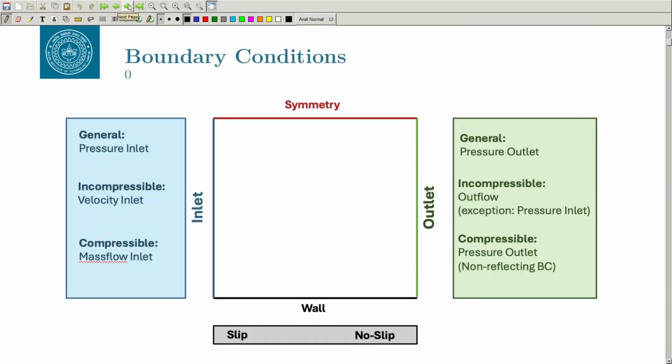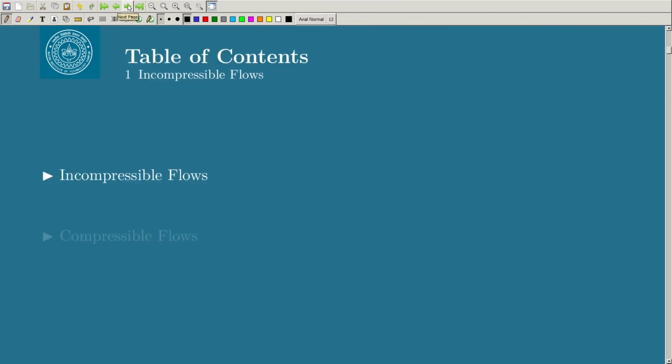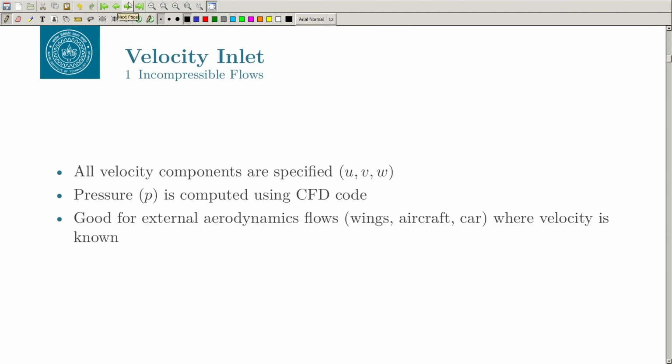So, we have seen this picture earlier. Our focus today will be on this pressure inlet, velocity inlet, mass flow inlet and the different outlet boundary conditions. For incompressible flow it is slightly easy. The implementation of the boundary conditions is different for compressible and incompressible flow, so we will look at these separately. Let us go to the incompressible flow.